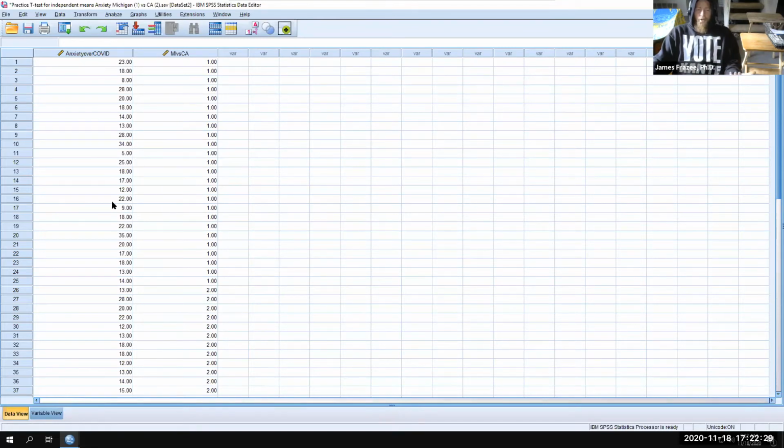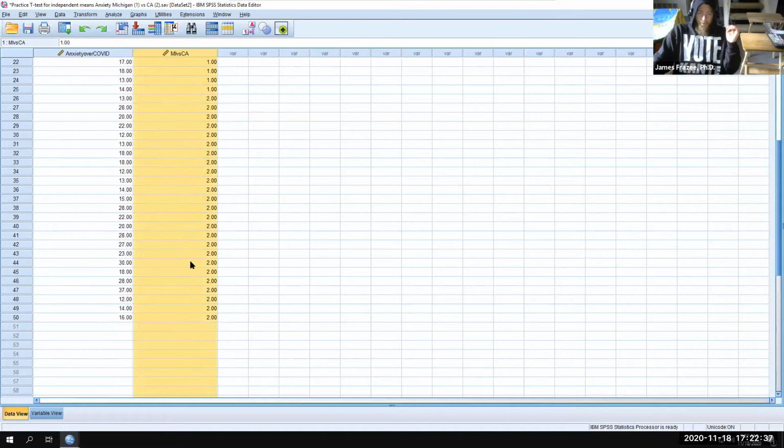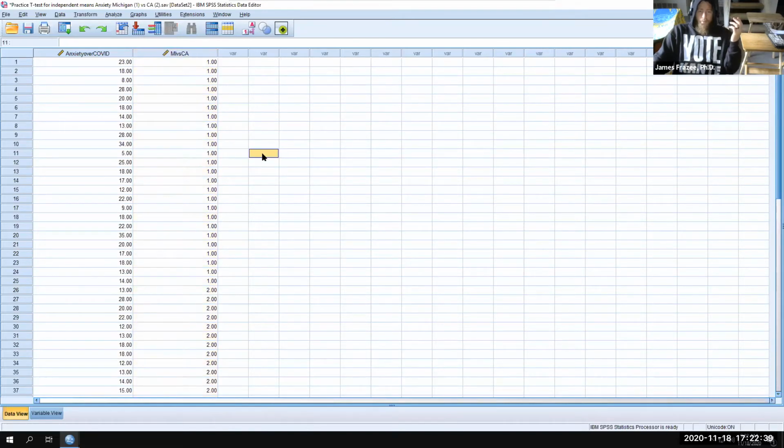I said, how anxious are you? On a scale of 0 to 40 on anxiety about COVID. Number 1 is Michigan, and number 2 is California. I just arbitrarily made them 1 and 2. Sorry, if you wanted to be number 1, Californians, you're number 2 here. Okay, Michiganders, these are their anxiety levels of COVID.